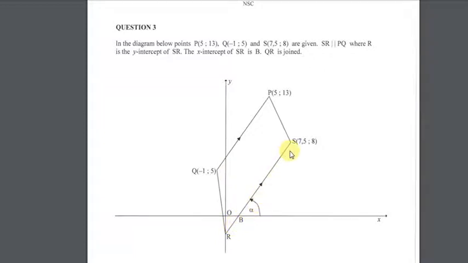SR and PQ are parallel, where R is the y-intercept. So R is on the y-axis. The x-intercept of SR is B, which means where SR hits the x-axis is this point B. So B is on the x-axis. And Q and R are joined.